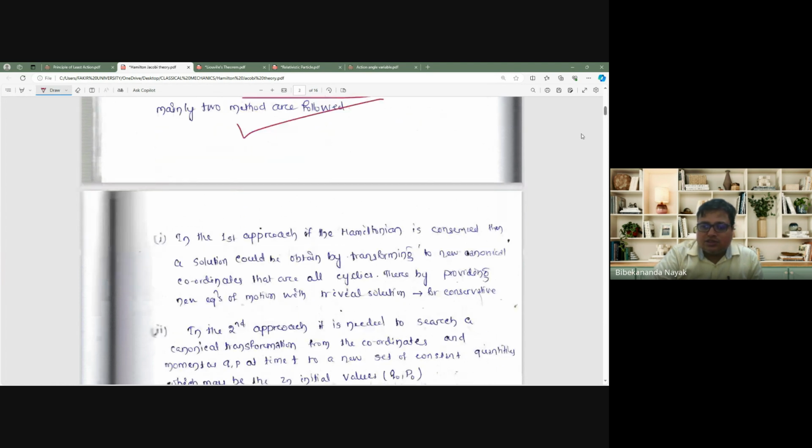The first method is, if the Hamiltonian is conserved, then a solution could be obtained by transforming to new canonical coordinates that are all cyclic, thereby providing new equations of motion. You know, in a canonical transformation, the form of Hamilton's equations is the same. So if we transform one coordinate system to another where the coordinates are cyclic, then we can easily get the equation of motion.